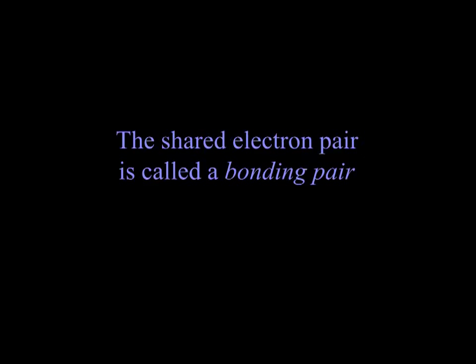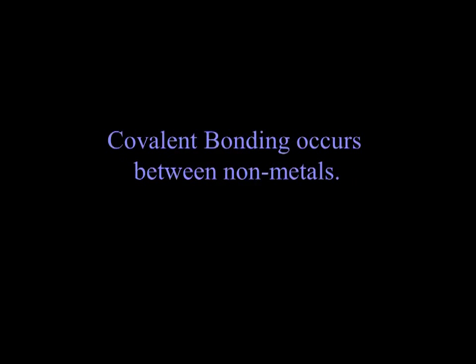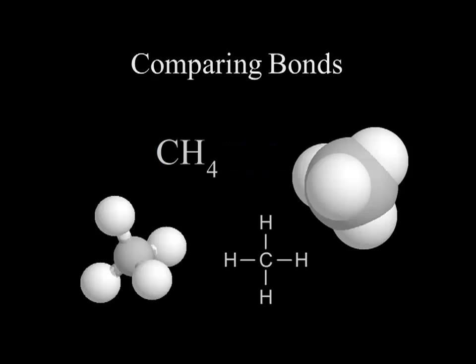So with covalent bonding, they're sharing electrons, and that shared electron pair is called a bonding pair. And covalent bonding occurs between nonmetals. This is just a few examples. You have a methane molecule here. This is basically the chemical formula for the methane molecule. This would be a structural formula. And then these are just 2 different models showing the orientation of the atoms to each other.